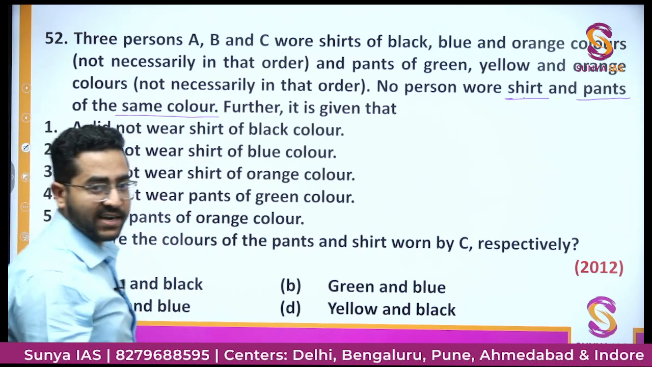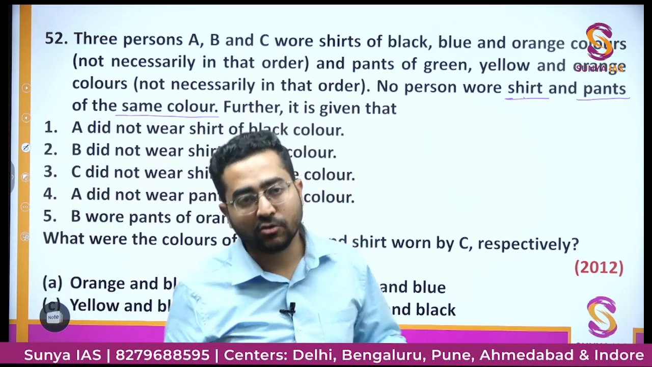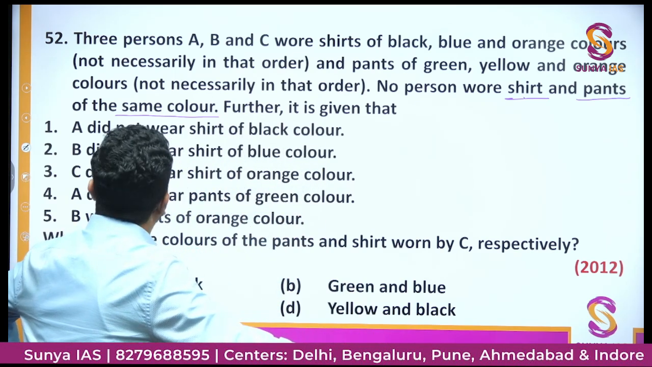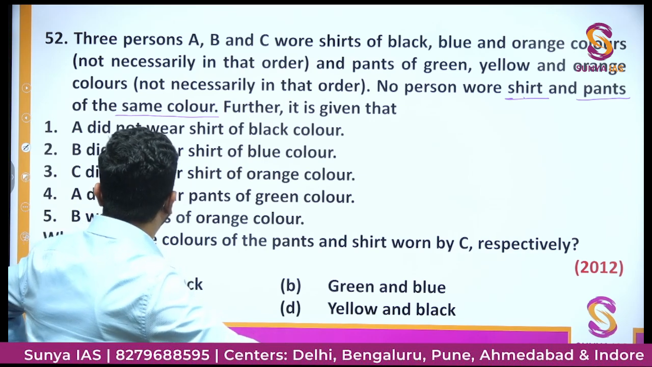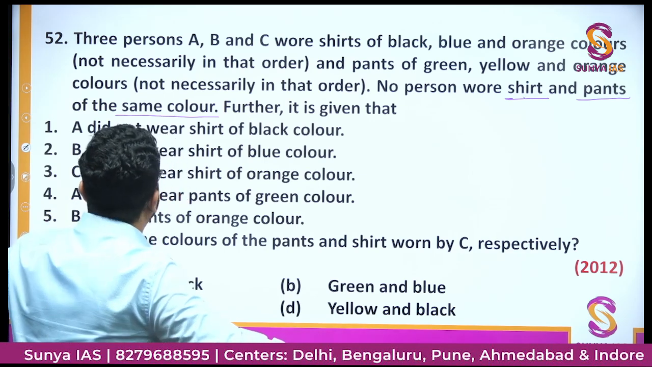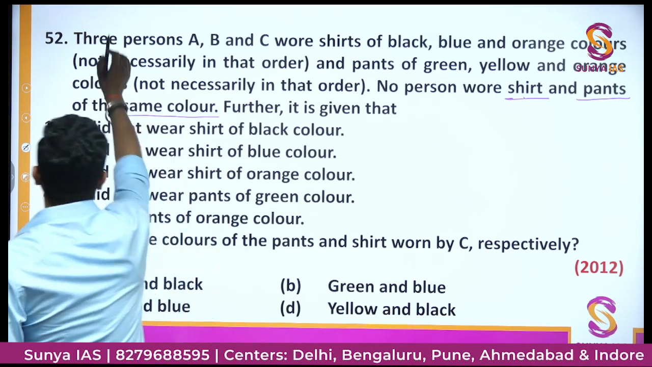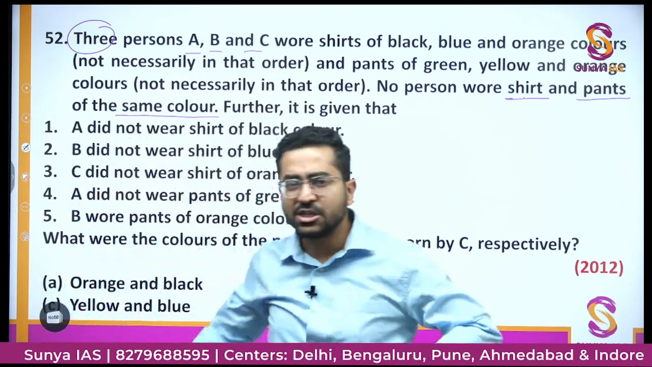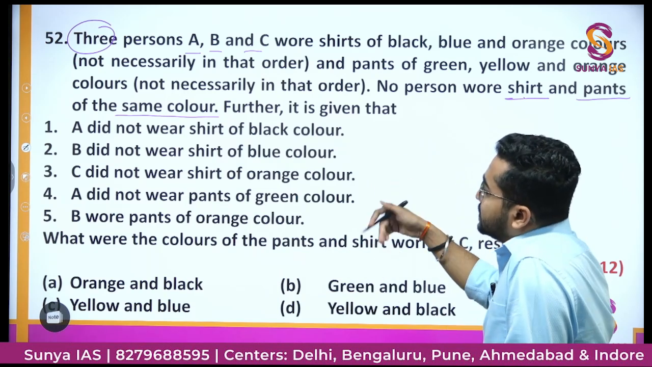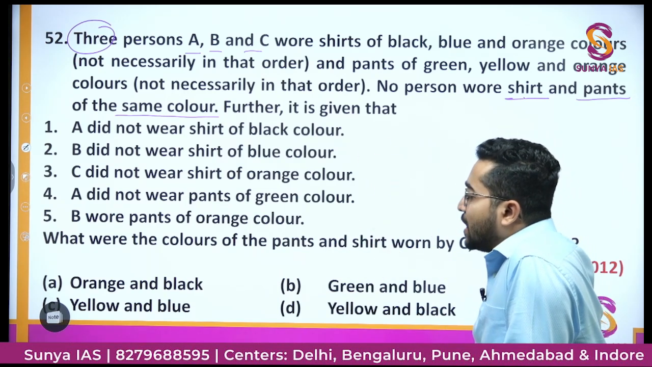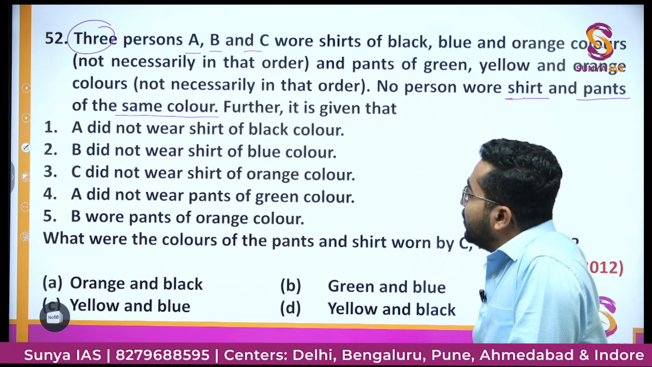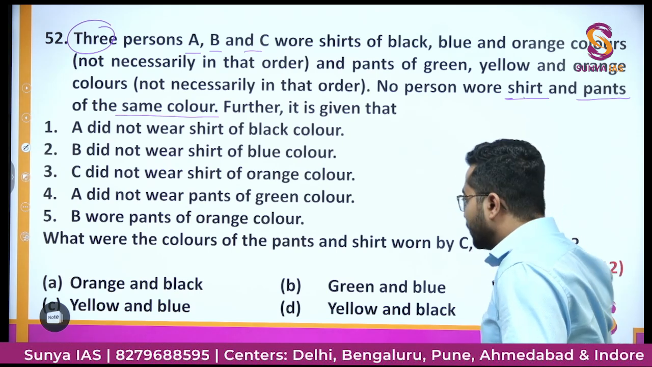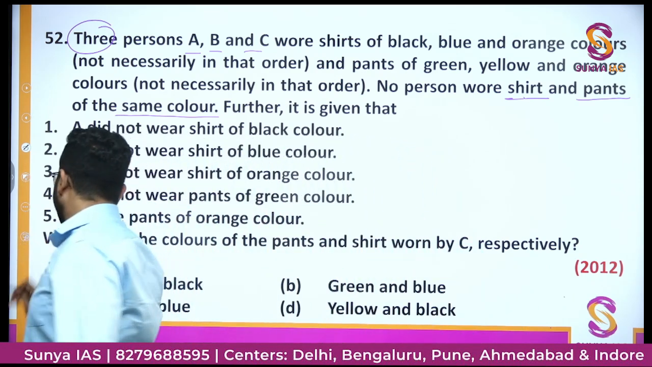If someone's shirt is green, then their pant cannot be green. So that means no person wore shirt and pants of the same color. Further, they have given some conditions, and there are 3 persons, A, B and C. There are so many variables: shirt, pant, their colors, and persons. So you need to map everything. And how will you map? You will make a table.